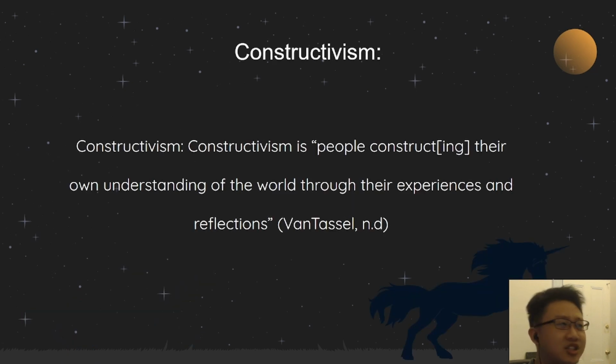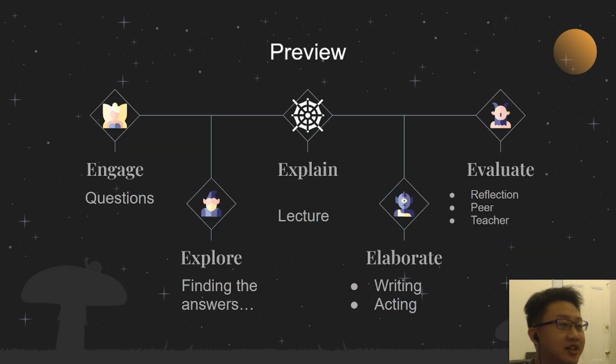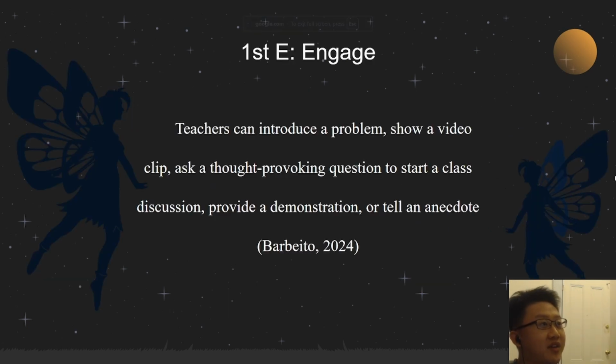So what is constructivism? Constructivism is people constructing their own understanding of the world through experiences and reflections. Here is a preview of the 5 E's, but we'll go a little bit deeper into each of them later on. The first of the 5 E's is engagement. Teachers can introduce a problem, show a video clip, ask a thought-provoking question to start class discussion, provide a demonstration such as an experiment, or just tell an anecdote.